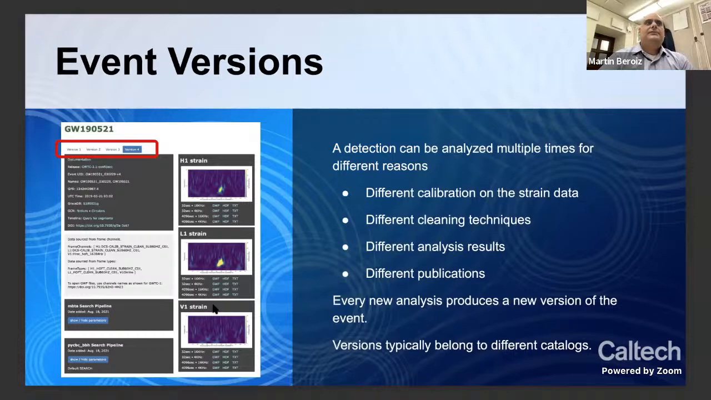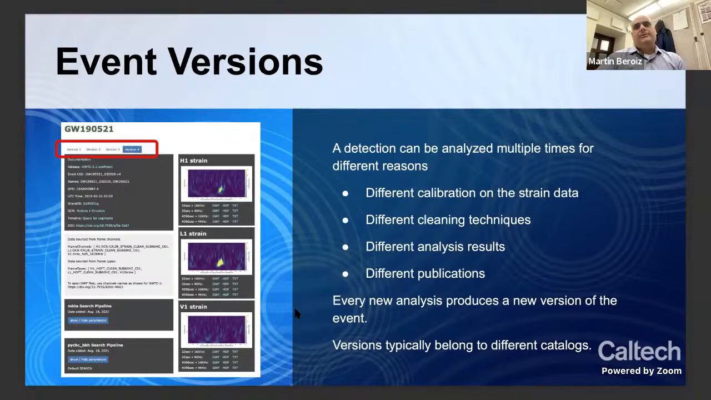So that's why these events sometimes can contain up to 4 different versions. That's because it's been reanalyzed several times. And this could be for many reasons. Typically, you have different calibration on the strain data because you find a better cleaning technique to denoise the data. You may have a different analysis result or a new publication that publishes new parameter estimations, for example. So each one of these will produce a new version of the event. This has the advantage that if you wrote a paper with a specific event version, then you can refer to it directly, and it will not change.